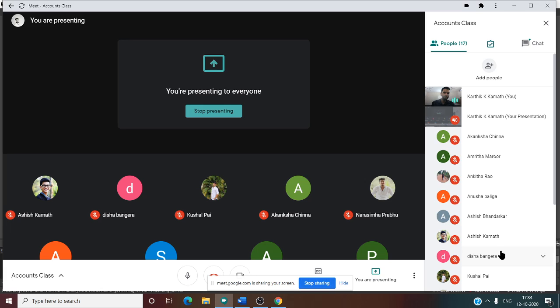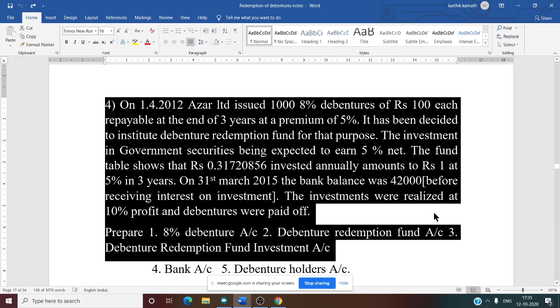On 1/4/2012, Azhar Limited issued 1,000 8% debentures of 100 each, repayable at the end of 3 years at a premium of 5%. So here the term is very clear, that is 3 years. The issue date we know, 1/4/2012. And what is the payment date? The payment date is after 3 years, that is 31/3/2015.